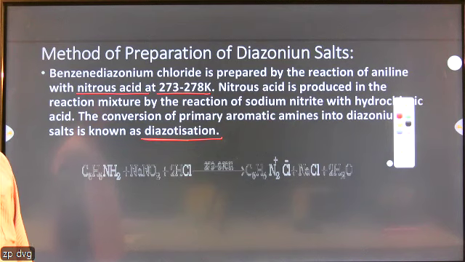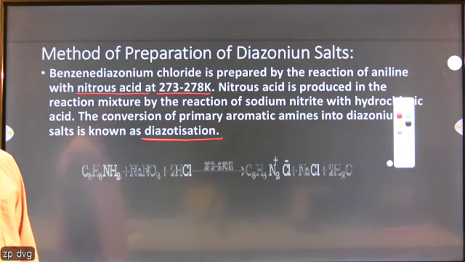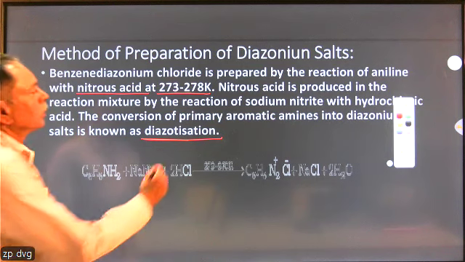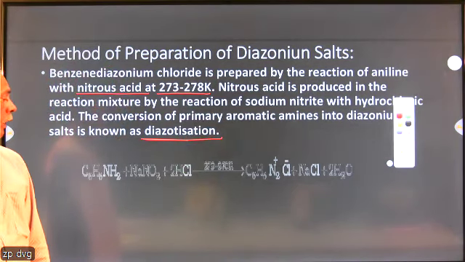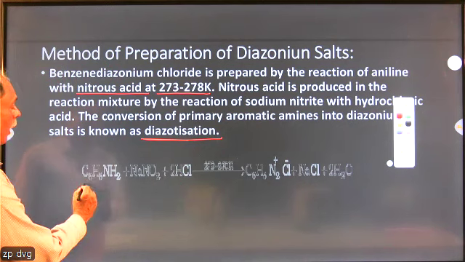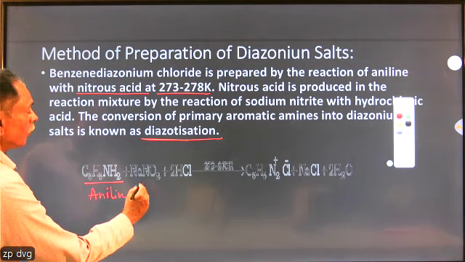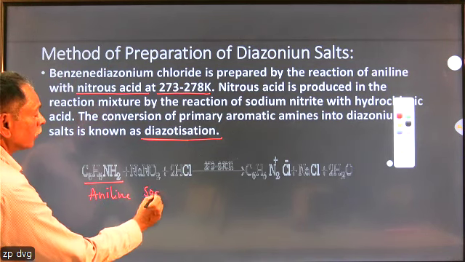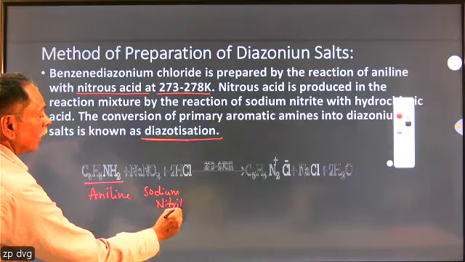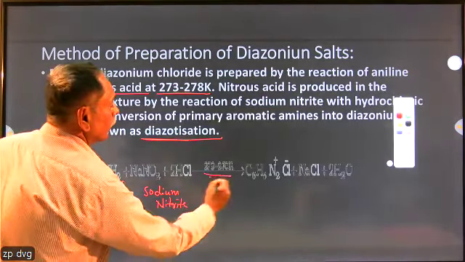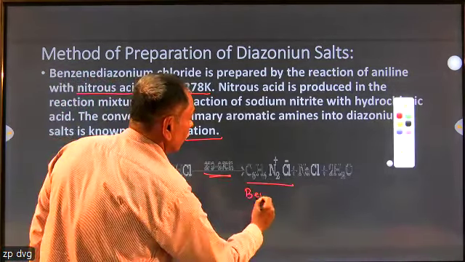So when aniline is treated with nitrous acid at 273 to 278 Kelvin, we get diazonium salts. This reaction is called diazotization. For example, when you treat aniline with sodium nitrite and hydrochloric acid at around 273 to 278 Kelvin, you get benzene diazonium chloride.